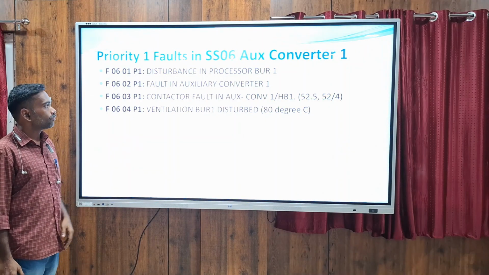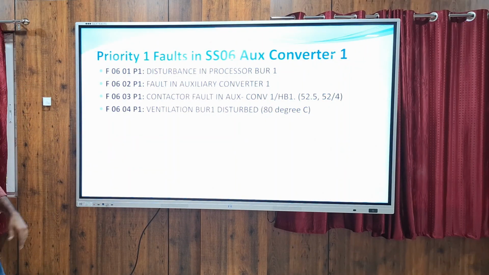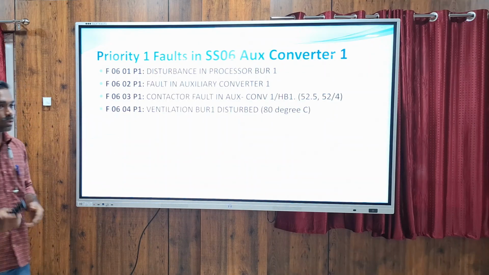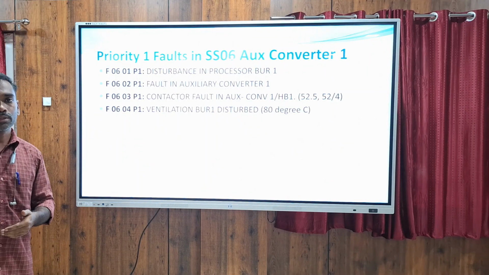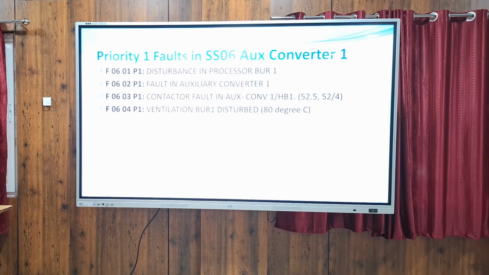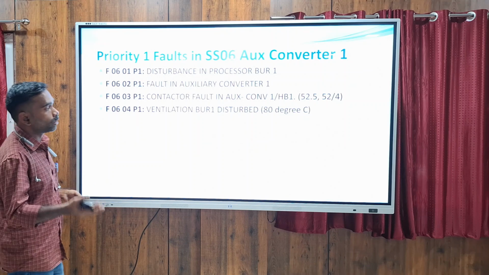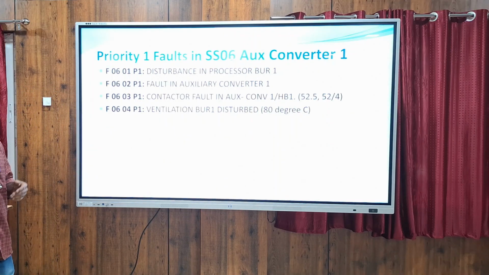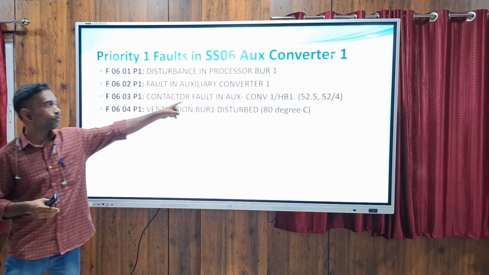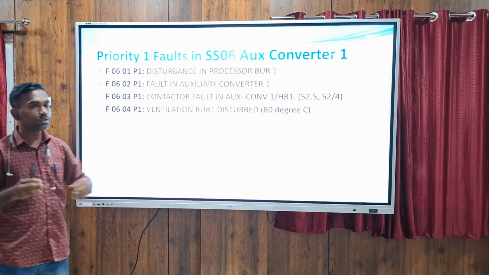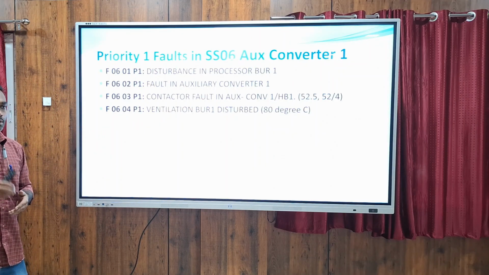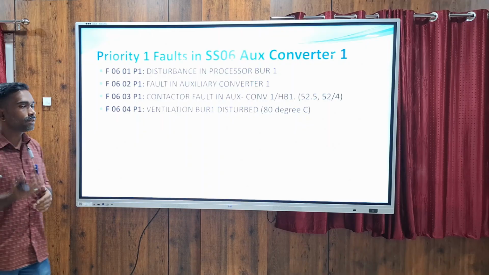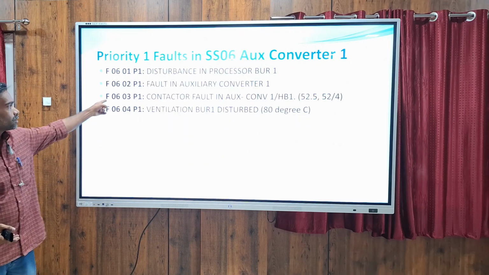Next is converter fault in auxiliary converter 1 or HV1. Here burr is operating some contactors for load sharing purposes. Those load sharing contactor feedbacks are also monitored by burr. If it is not coming properly, like 52.5 or 52.4 is not closing properly, or it is not opening, getting stuck somewhere, in that case this fault will come.